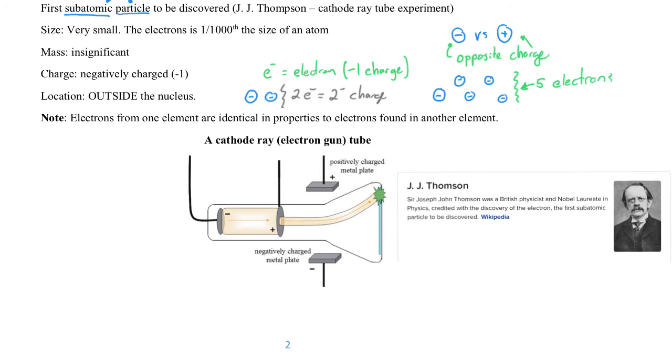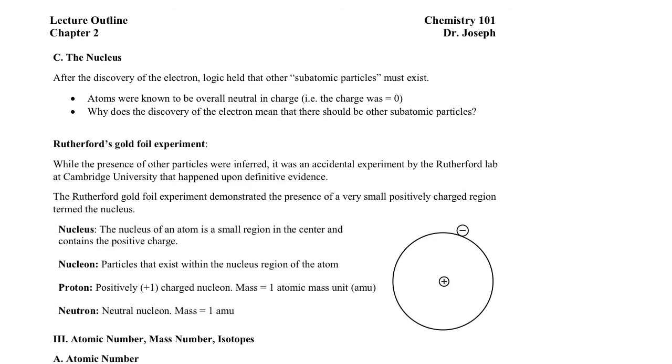Let's talk about the discovery of the nucleus. After the discovery of the electron, logic held that there must be other subatomic particles in the atom. Why is that? Well, consider this. If we know that atoms as a whole are neutral, and then an electron can be taken away from one, that would mean that what's left behind must be positive. And where does that positive charge come from? Well, scientists presumed that there must be a positively charged particle to balance out the negatively charged electron.